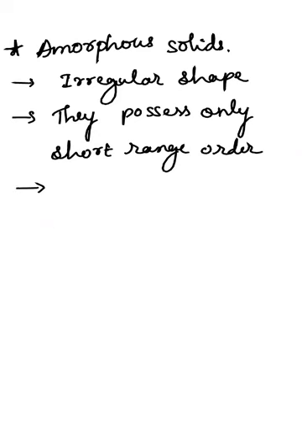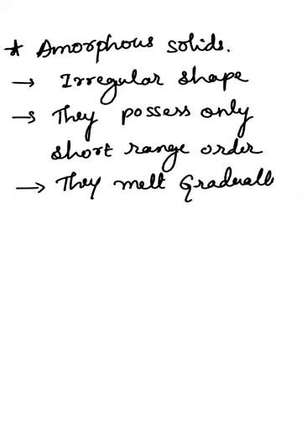Next, go for the third point. They melt gradually over a certain temperature range. They are isotropic.